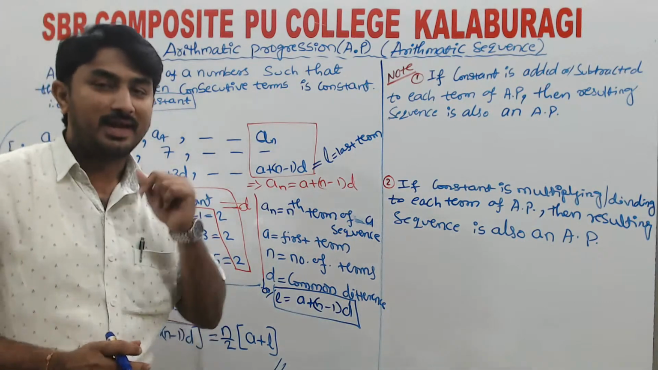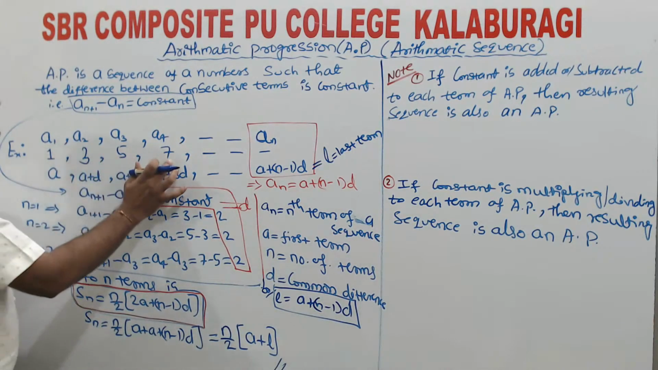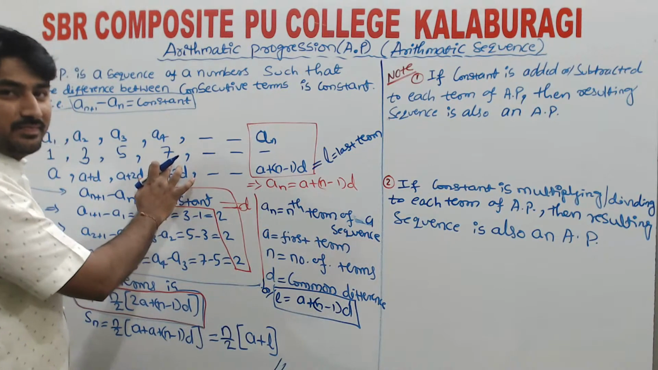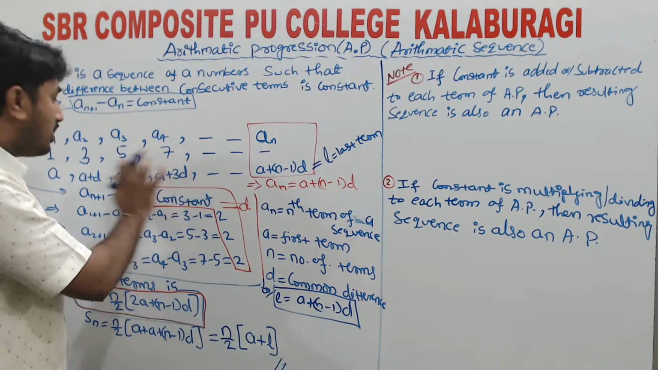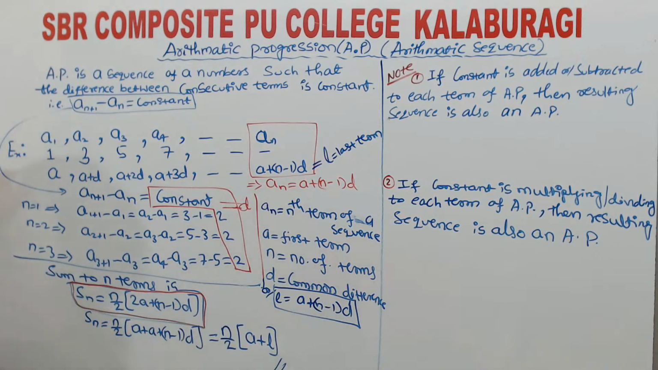I will take one example of a sequence. See here, 1, 3, 5, 7. It is an odd number sequence. Sequence means an arrangement of numbers in a definite or particular order, which is said to be what? Sequence. Therefore, here I am taking an odd number sequence.